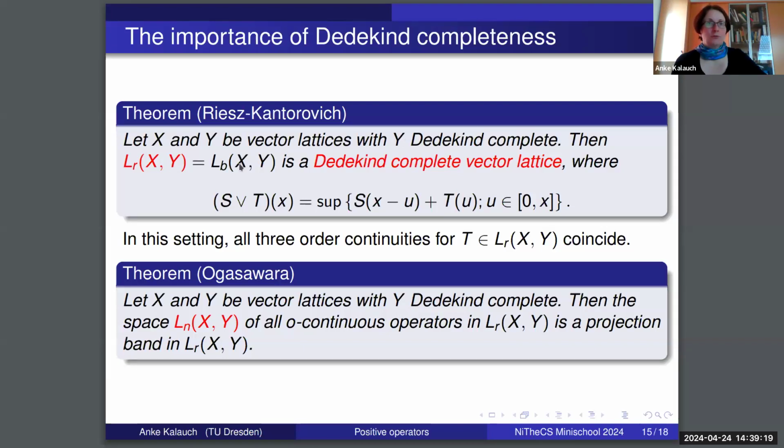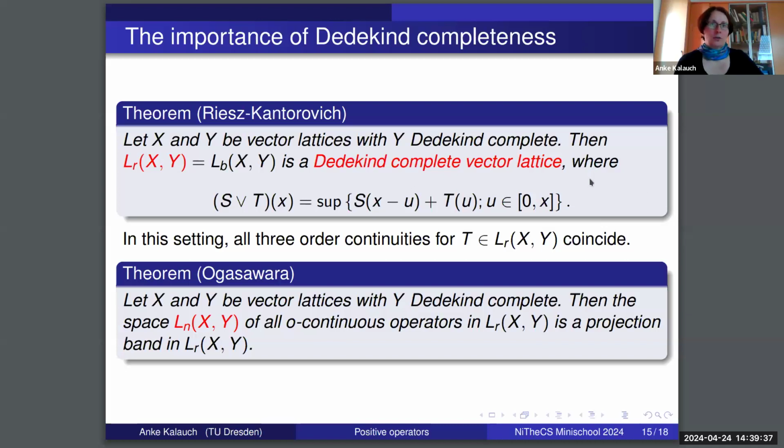First, that the two spaces of order-bounded operators and regular operators coincide. And second, that it is a vector lattice. And third, it is even a Dedekind complete lattice. So if Y, the range space, is Dedekind complete, then the space of operators is Dedekind complete.